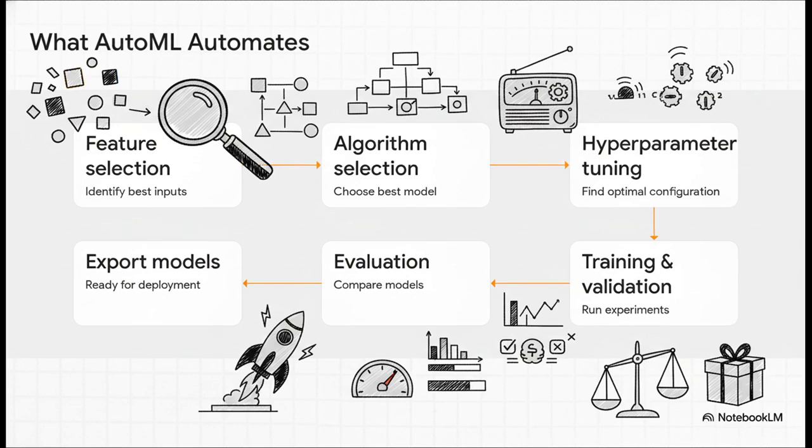So what does this automation actually look like in practice? Well, it covers pretty much everything. It starts by figuring out the best input features. Then it tries out dozens of different algorithms to see what sticks. From there, it meticulously tunes all the little knobs, the hyperparameters, for the most promising models. And it doesn't stop there. It handles all the training, the validation, the evaluation, and at the very end, it just hands you a leaderboard of the top-performing models ready to go.